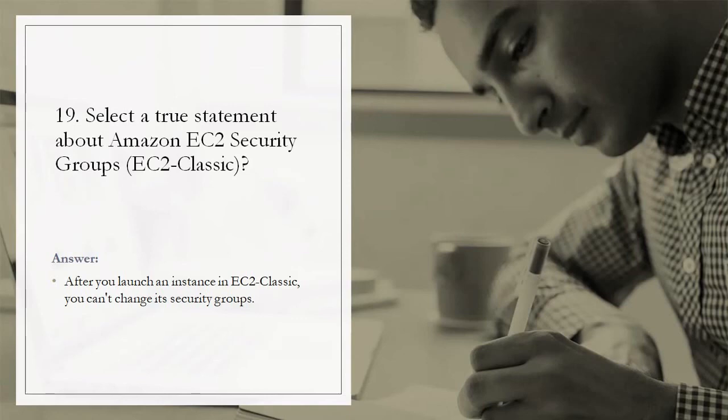Question number 19. Select a true statement about Amazon EC2 security groups, that is EC2 Classic. After we launch an instance in EC2 Classic, we cannot change its security group. However, we can add rules to or remove rules from a security group, and those changes are automatically applied to all the instances that are associated with the security group.